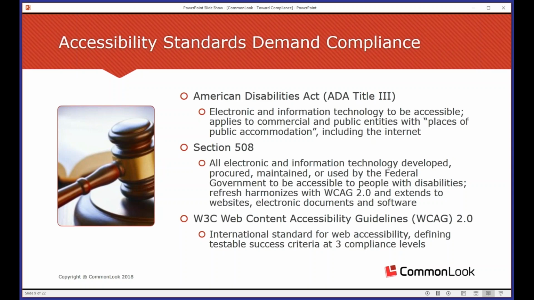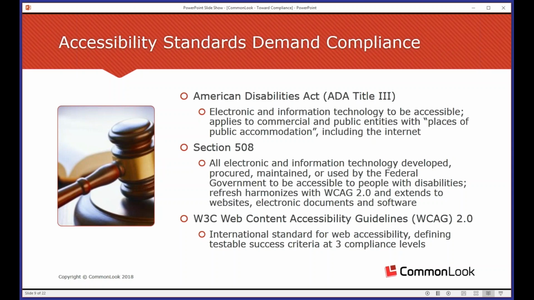Within these four principles are 12 guidelines, and each guideline has testable success criteria at three different levels: A, AA, and AAA. The A level is pretty much the bare minimum to make content accessible. The AA level is the middle of the road, and it ensures that content is not only accessible, but also more usable than it might be at the A level. The AAA level is WCAG's highest level of accessibility and the hardest to achieve.